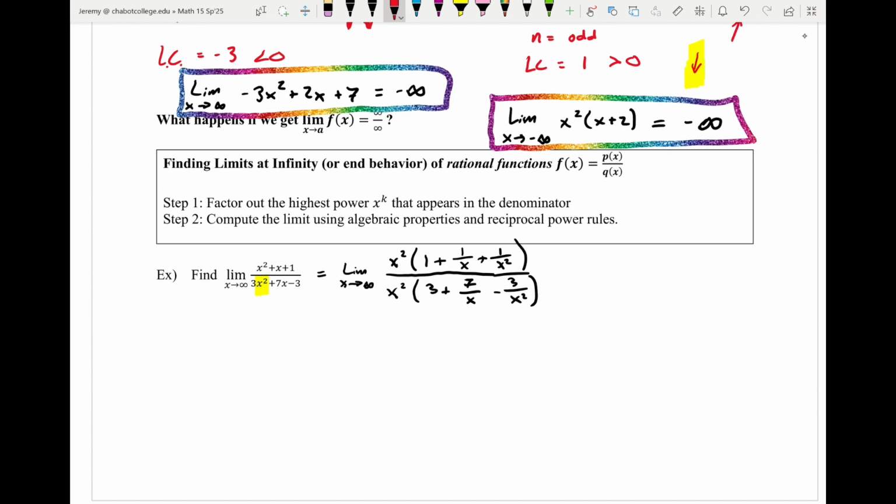Okay, so now you see we have this common factor of x squared in the numerator and denominator, so we can cancel those out, or in other words, they make a big 1, right? X squared divided by x squared is just 1, so those can go away. All right, so now we have the limit as x goes to infinity of just this stuff: 1 plus 1 over x plus 1 over x squared, and so on.